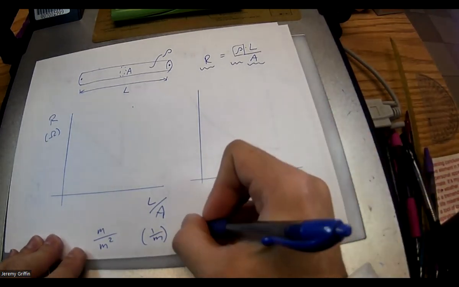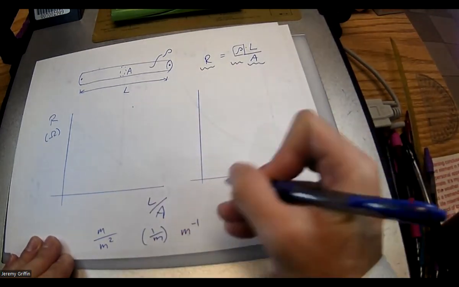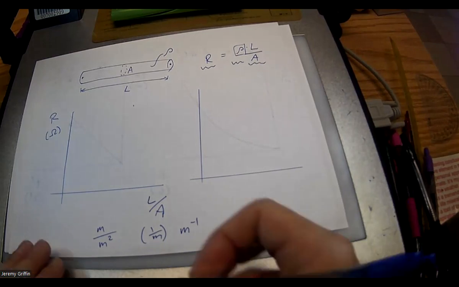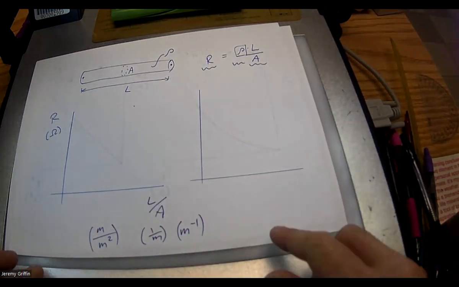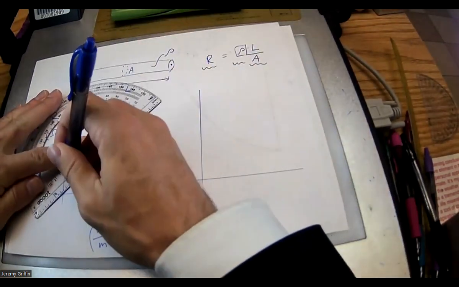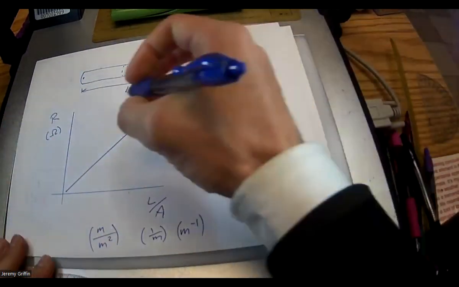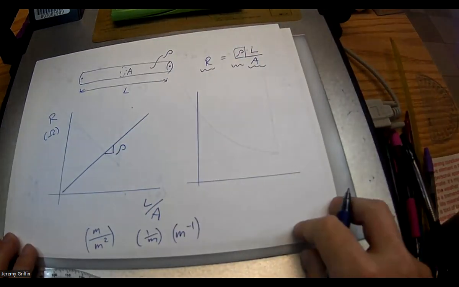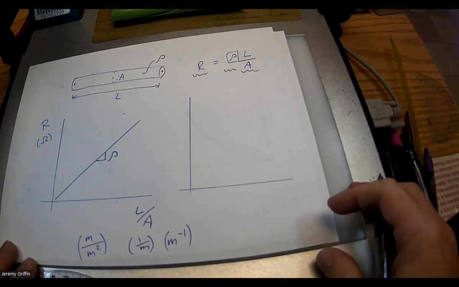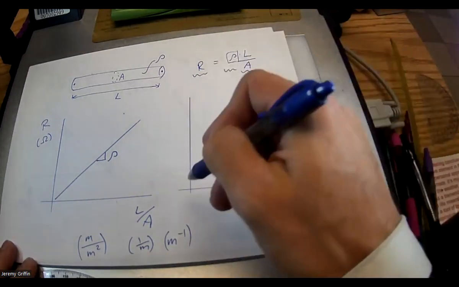Or you could also call that meters to the -1 power. Same thing as 1 over meters, right? This and this are all the same thing. Okay, guys, go ahead. Yeah, and this would in fact line up in a straight line, where the slope is equal to the resistivity rho. There's at least one more way to do it. Can you guys think of a different way to also linearize the data?